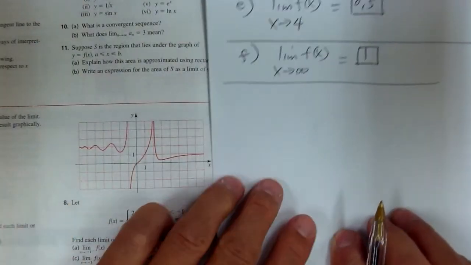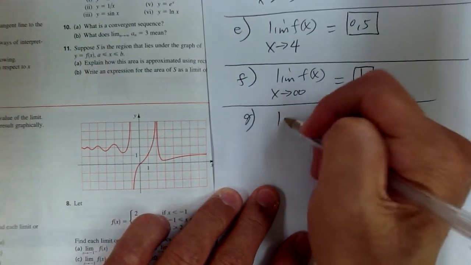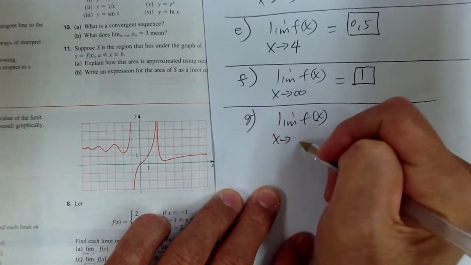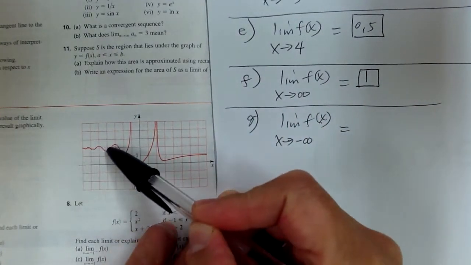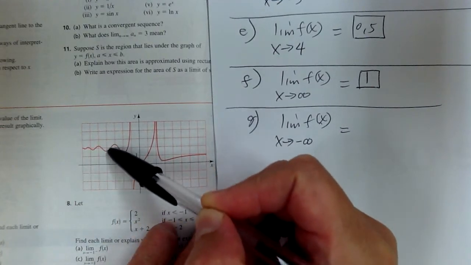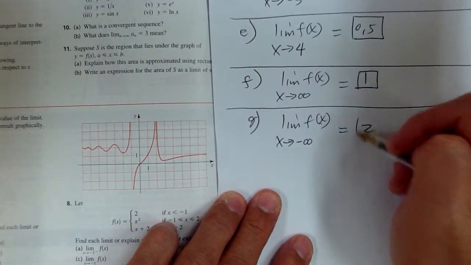Okay, let's go to G. You're looking for the limit of f of x as x approaches negative infinity. So negative infinity over here, it's going to keep going to the negative side. So you can see that it's going to oscillate and it's getting closer and closer to y equal to 2. So the answer would be 2.